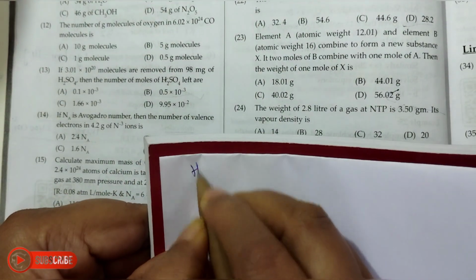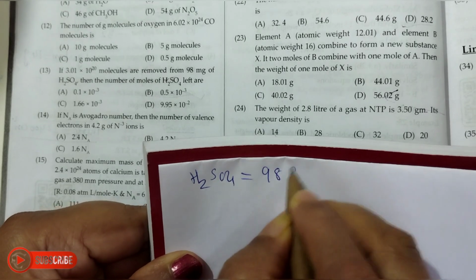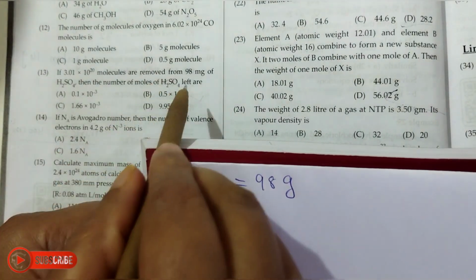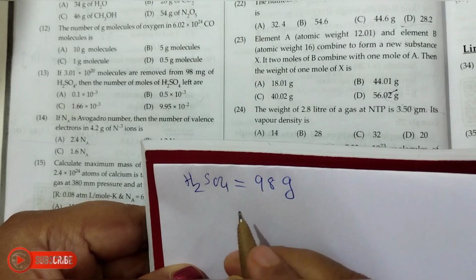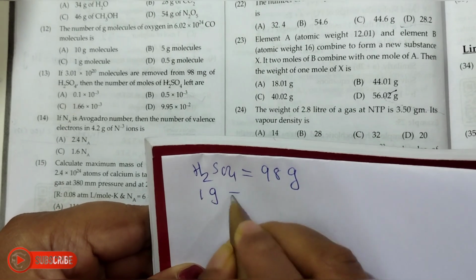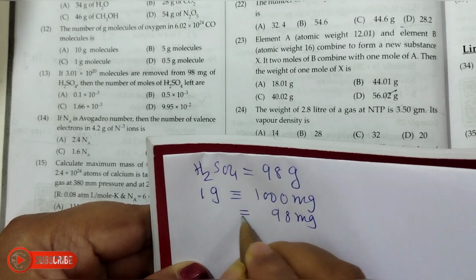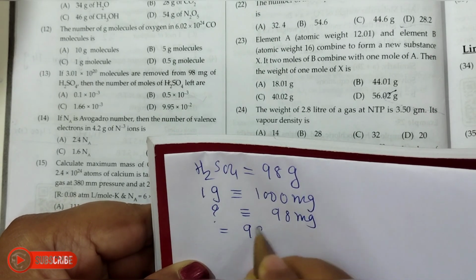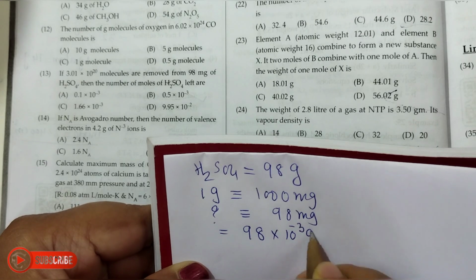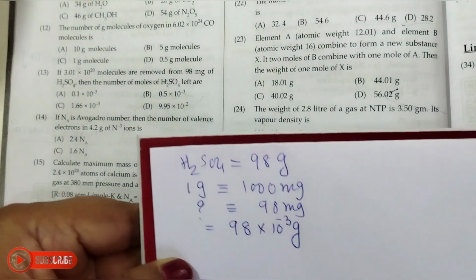First, you know that the molar mass of H2SO4 is 98 gram. Right student, here the mass which is given is 98 milligram. So convert that to gram. You know that 1 gram corresponds to 1000 milligram. Therefore, 98 milligram will correspond to how much? So you will get 98 into 10 raised to minus 3 gram. So you have converted the given mass also into gram.